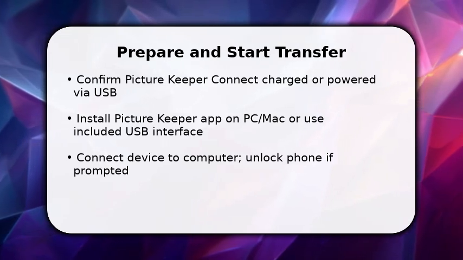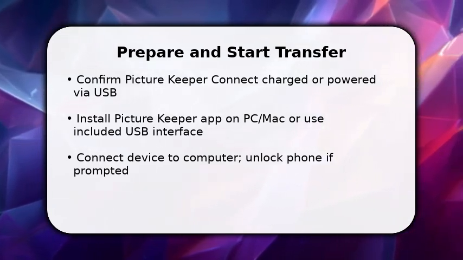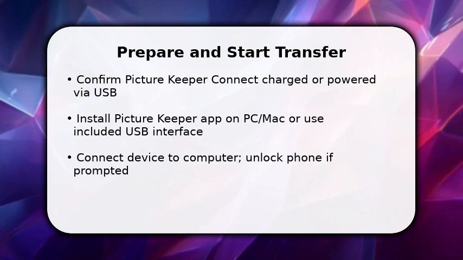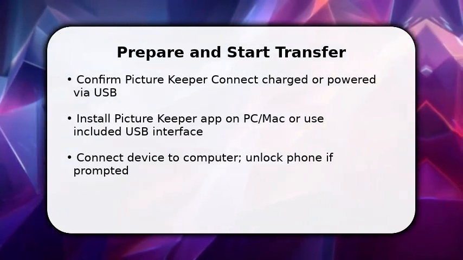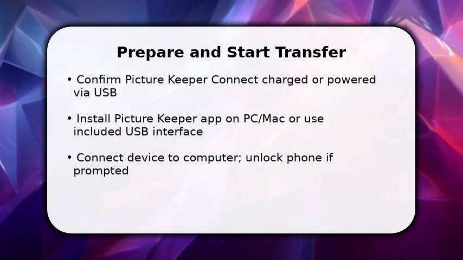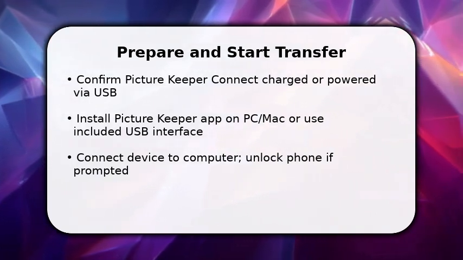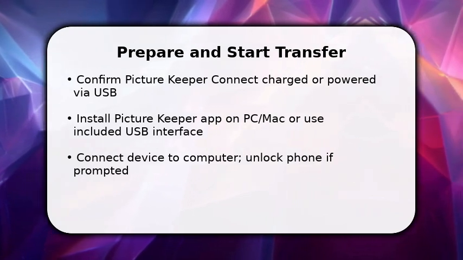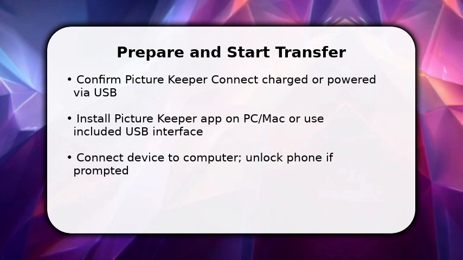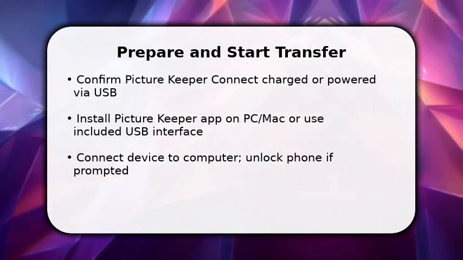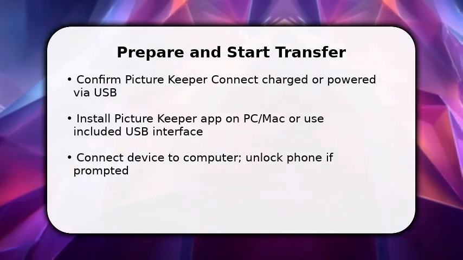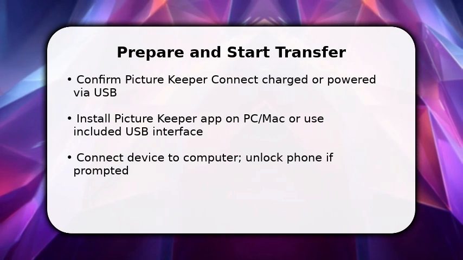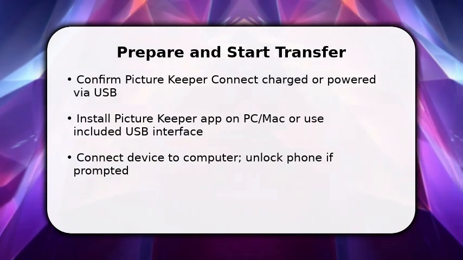You begin by confirming power and connecting hardware. This avoids midway failures. Plug Picture Keeper Connect into your computer's USB port or hub, then open the app immediately. If you're using a phone, unlock it and grant file access when prompted. This lets the device enumerate photos. Once done, choose the backup option in the app and set the destination folder. This first step ensures the software sees all sources and prevents accidental duplicates during the automated scan.